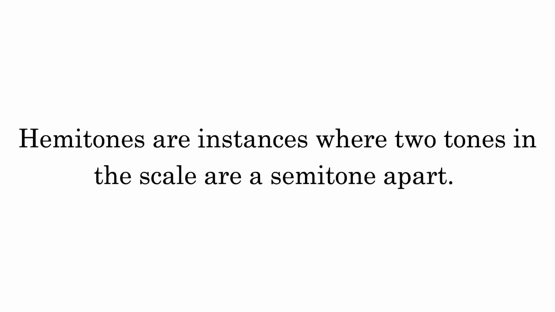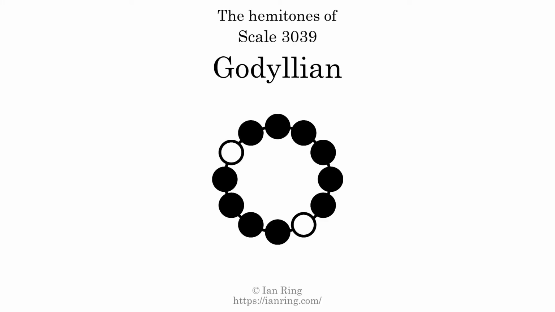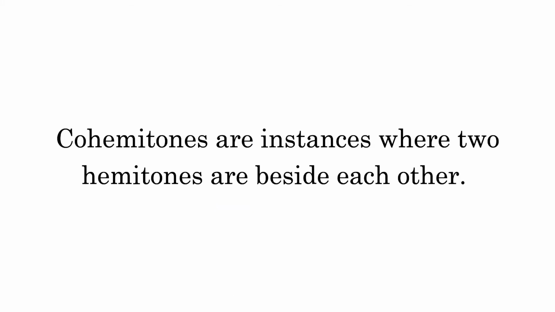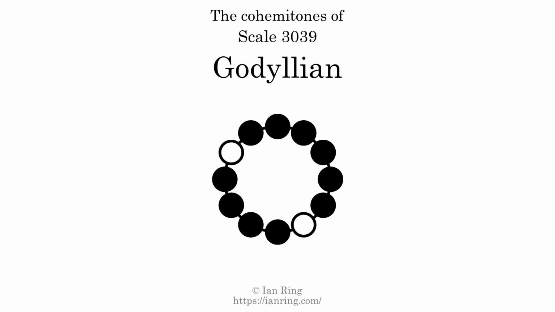Hemitones are instances where two tones in the scale are a semitone apart. This scale has 8 hemitones. They are at positions here, here, here, here, here, here, here, and here. Cohemitones are instances where two hemitones are beside each other. This scale has 6 cohemitones. They are at positions here, here, here, here, here, and here.